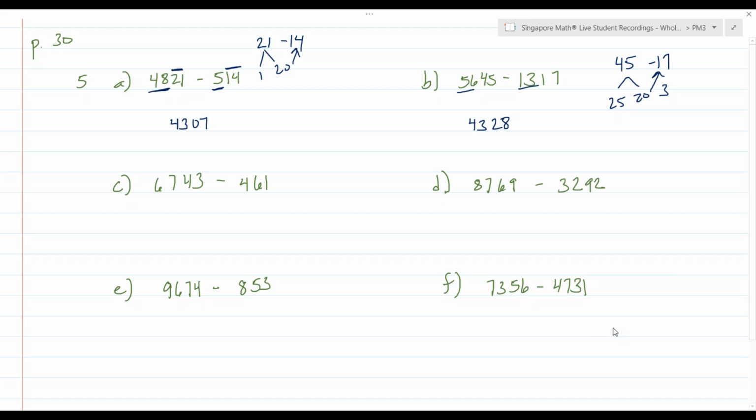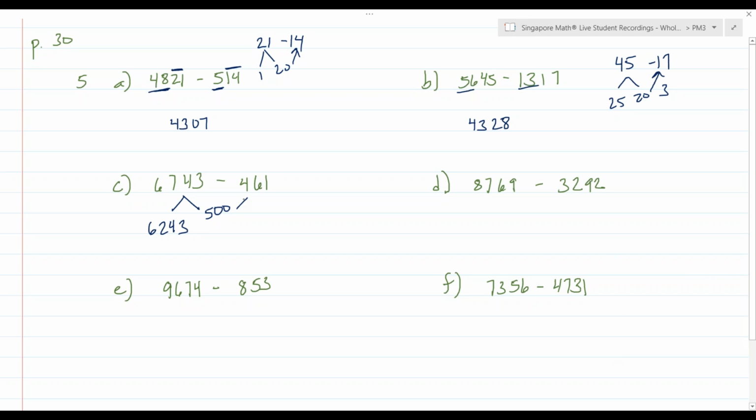On this problem, I can't take 43 minus 61. It's not a big enough number. So that strategy doesn't work on this one. But I can think in terms of 461, the closest hundred number is 500. And I know that 6,743 could be broken down into 500 and 6,243.